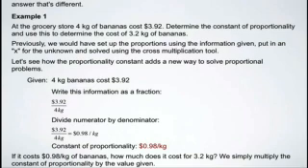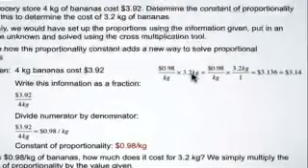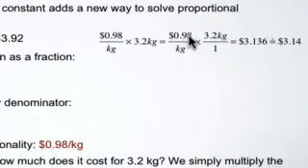So now, given that that's our constant of proportionality, if we want to figure out how much it costs for 3.2 kilograms, we simply multiply the constant of proportionality by the given value, 3.2. So 98 cents, or 0.98 of a dollar per kilogram, times 3.2 kilograms equals $0.98 over kilogram times 3.2 kilograms over 1. And when we do this, 0.98 times 3.2, we get $3.136, but we're going to round to the nearest hundredth because it's money.